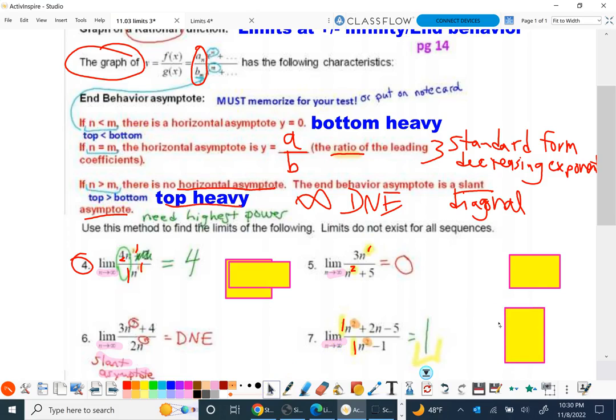Now you can stop the video and try your turns and check your answers in the class notes.